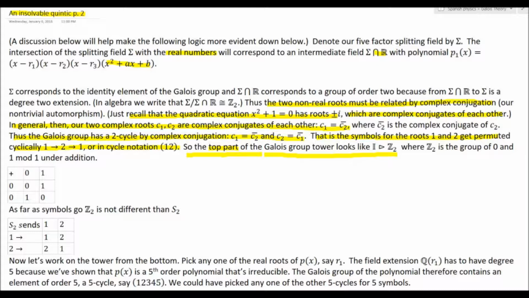And 2-cycles have that group structure of 0, 1 mod 2. So 0 plus 0 is 0, 0 plus 1 is 1, 1 plus 0 is 1, and 1 plus 1 is 2, which is the same thing as saying 0. And we can take the symbols 1 and 2 and keep them the same, or flip-flop them to 2, 1. That's the same group structure as the Z2 up there with 0 and 1. And if we continue to read the bottom paragraph, the logic is worked out that there must be a 5-cycle among the real roots. Just pick any one of the real roots.